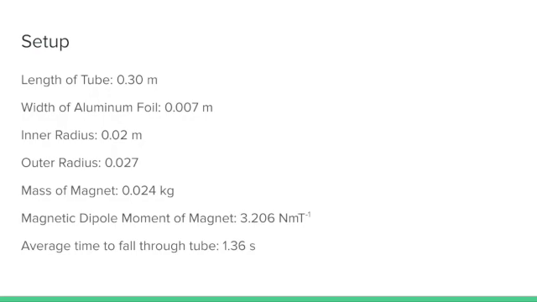Now, for the setup of this experiment, we have the length of the tube to be 0.3 meters. We have the width of the foil to be 0.007 meters. The inner radius of the tube will be 0.02 meters. The outer radius will be 0.027 meters. The mass of the magnet will be 0.024 kilograms. And then the magnetic dipole moment of the magnet will be 3.206. And the average time it took the magnet to fall through the tube was 1.36 seconds.